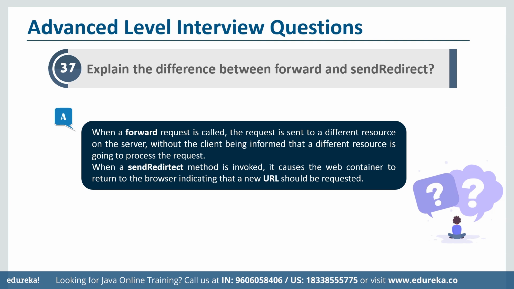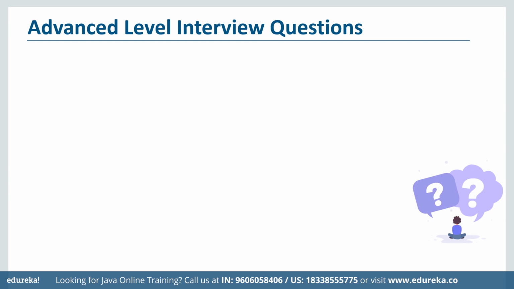Whereas on the other hand, when the sendRedirect method is invoked, it causes the web container to return to the browser, indicating that the new URL should be requested. Since the browser issues a completely new request, any objects that are stored as request attributes before the redirect occurs will be lost. This extra round trip makes a redirect slower than a forward. Now, let us move on to our next question.